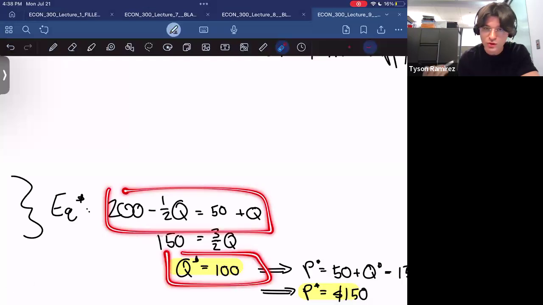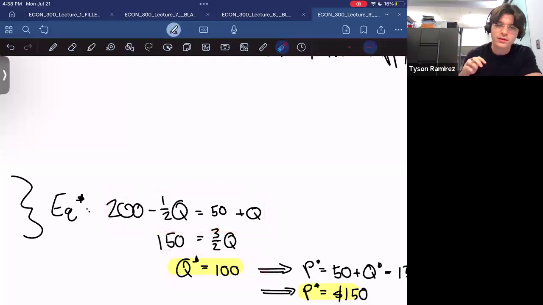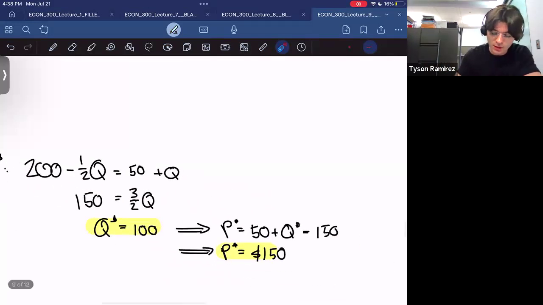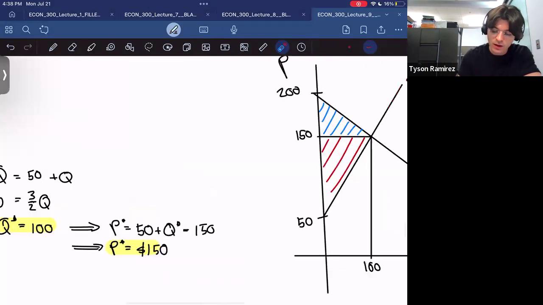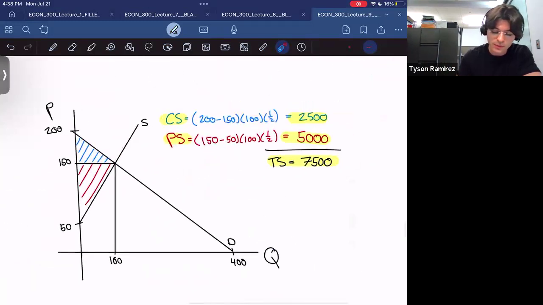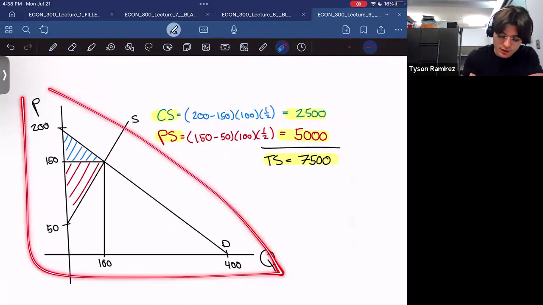What you will find is that Q star is equal to 100. And you plug that Q star into either of the functions, doesn't matter, and you will find that P star is equal to 150. So in this pre-subsidy case, you'll get a graph that looks like this.